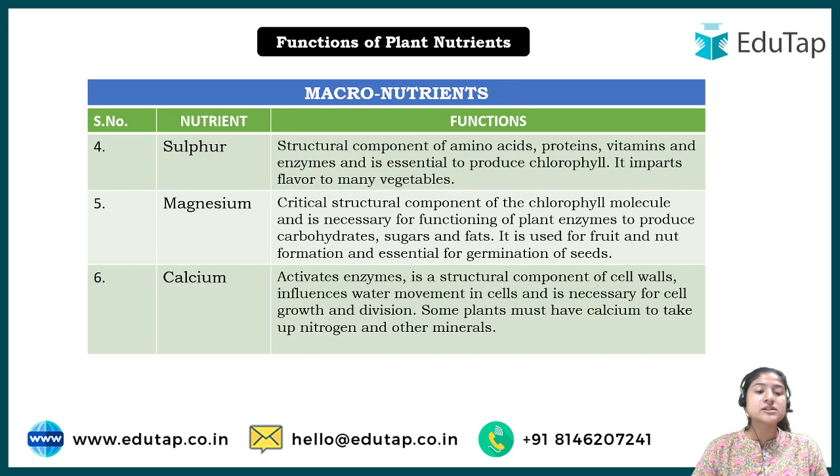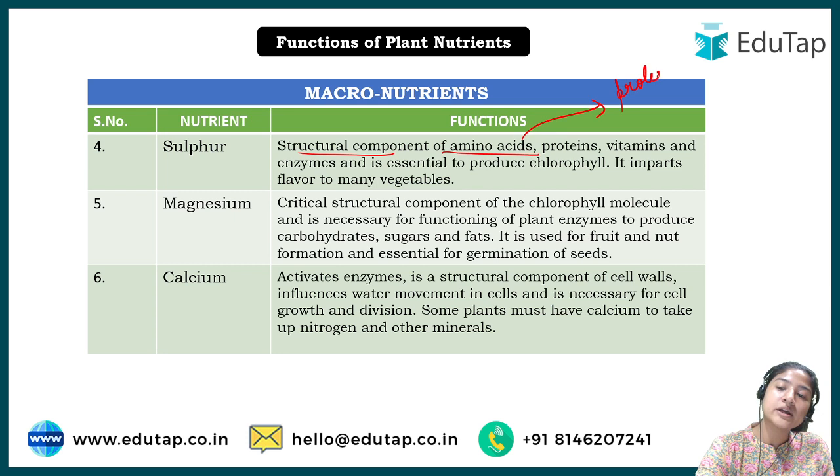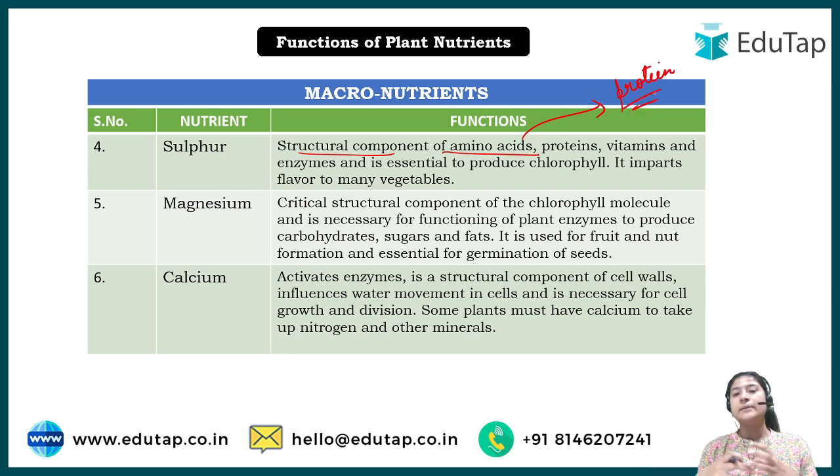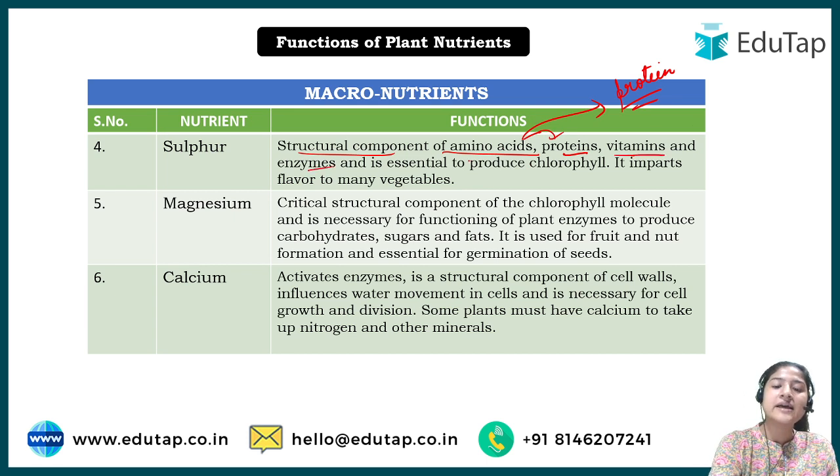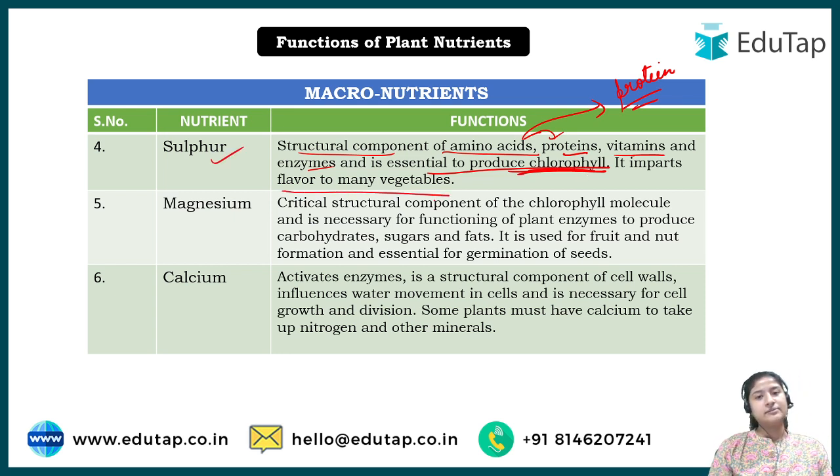Next comes sulphur. That is also a macronutrient, and it is a component of amino acids. Amino acid, what? It is the basic structure of protein. So when many amino acids come together, bind together, we say that a protein has been formed. So it also helps in protein formation because amino acid, again, is the basic structure. If sulfur helps amino acids, obviously it would help in protein also. Vitamins, enzymes, and it is essential to produce chlorophyll. So for making chlorophyll, sulfur is required. It also imparts flavor to many vegetables.